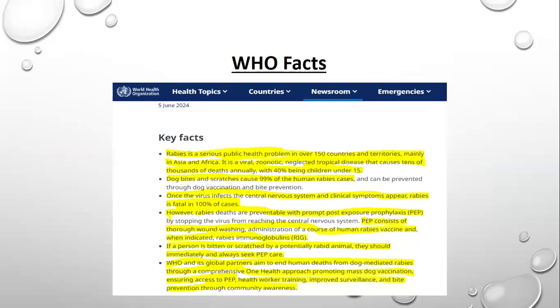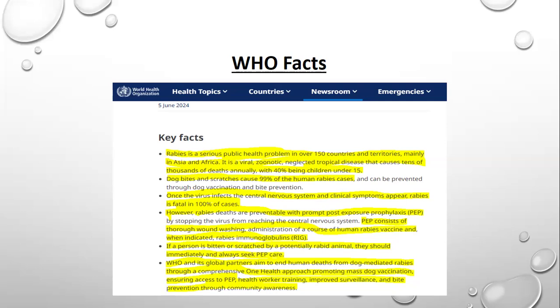WHO facts: rabies is a serious public health problem in over 150 countries and territories, mainly in Asia and Africa. It is a viral, zoonotic, neglected tropical disease that causes tens of thousands of deaths annually, with 40% being children under 15. Dog bites and scratches cause 99% of human rabies cases. Once the virus infects the central nervous system and clinical symptoms appear, rabies is fatal in 100% of cases.